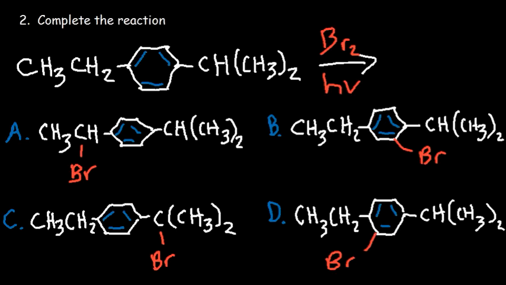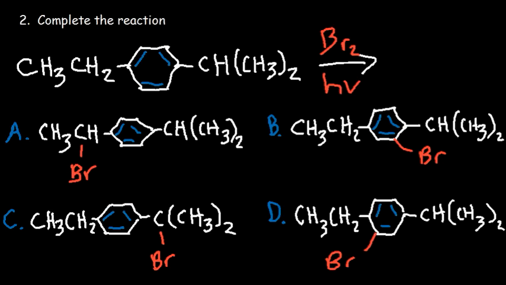Number 2, complete the reaction. By the way, for these questions, feel free to try the problem yourself, pause the video, and then unpause it when you're ready to see what the answer is. So let's begin. We have 1-ethyl-4-isopropyl benzene, and we're going to mix it with bromine in the presence of ultraviolet light. So this is going to be a radical bromination reaction.